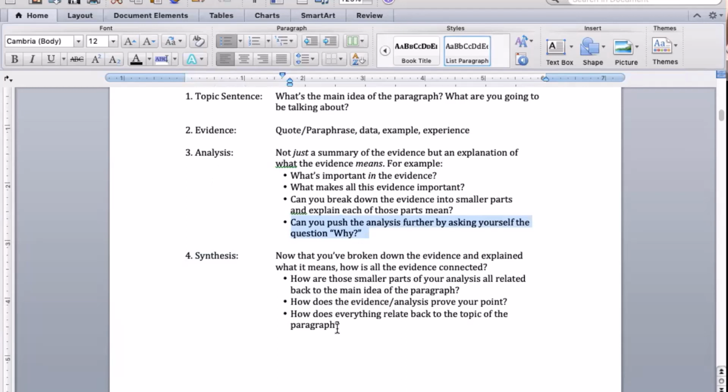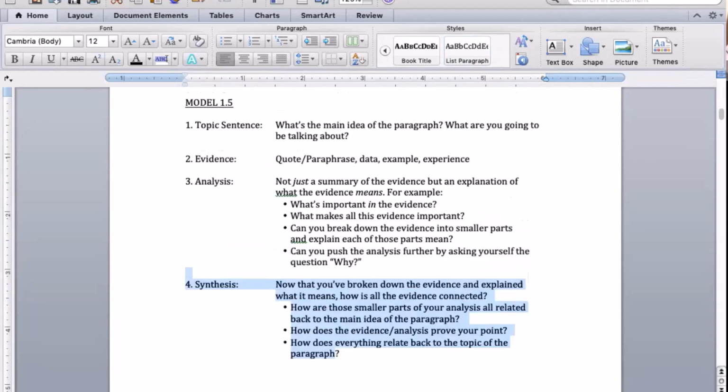After I've done all that, the synthesis is where I start pulling all those threads back together and say, here's how all of those pieces of evidence, now that I've broken them apart, are connected to each other, to the topic, and then even to the overall, big, main overarching idea of the essay.